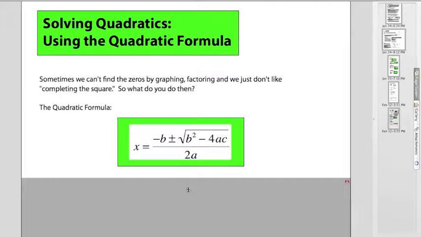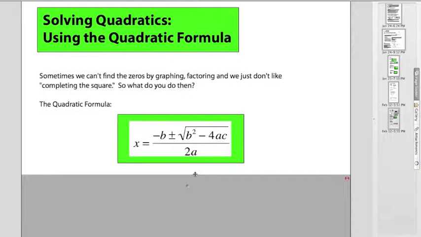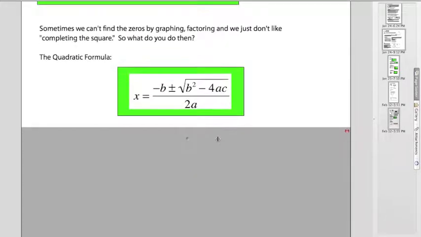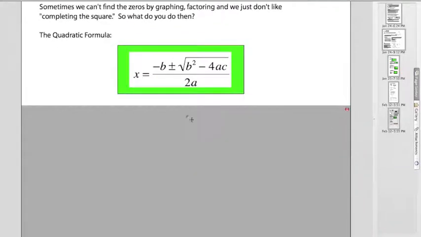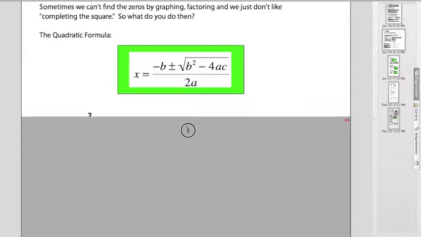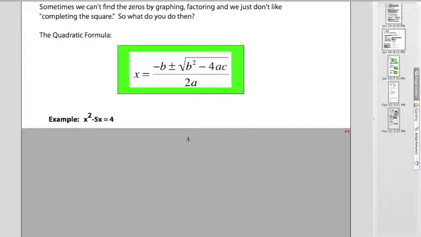The quadratic formula: x equals negative b plus or minus the square root of b squared minus 4ac, all that over 2a. And so we're going to explore that. I'm going to walk you through two different examples, and through those examples I'm going to show you step by step how to use the quadratic formula.